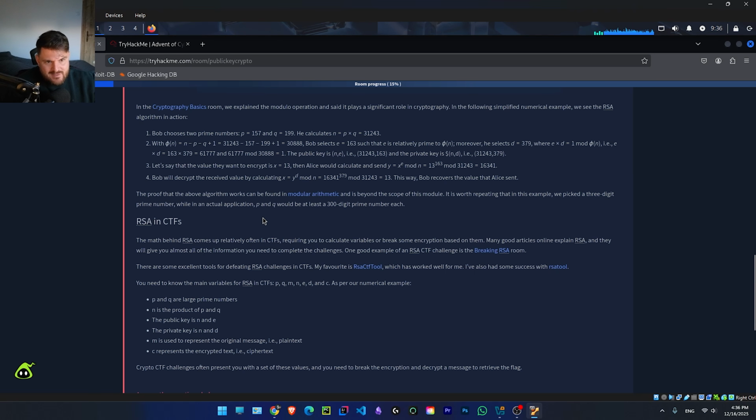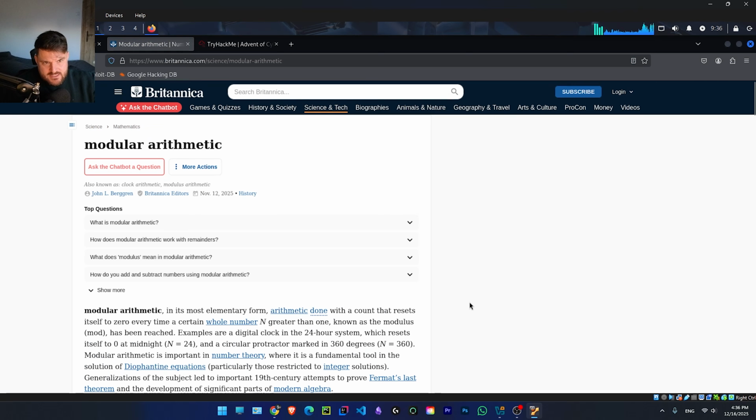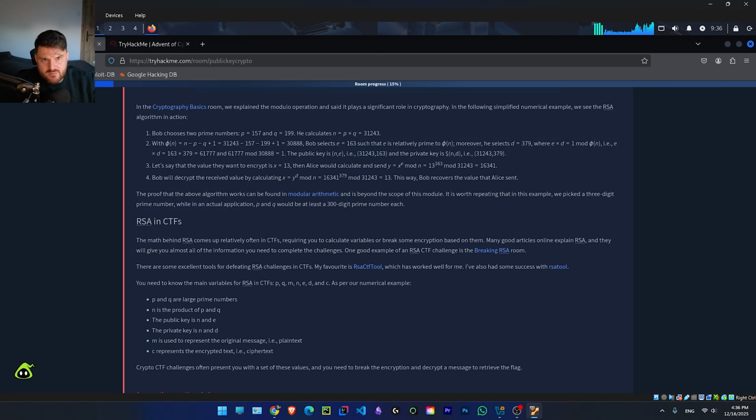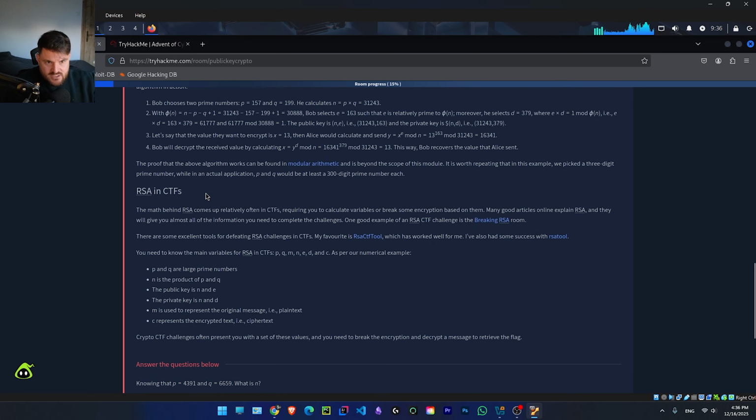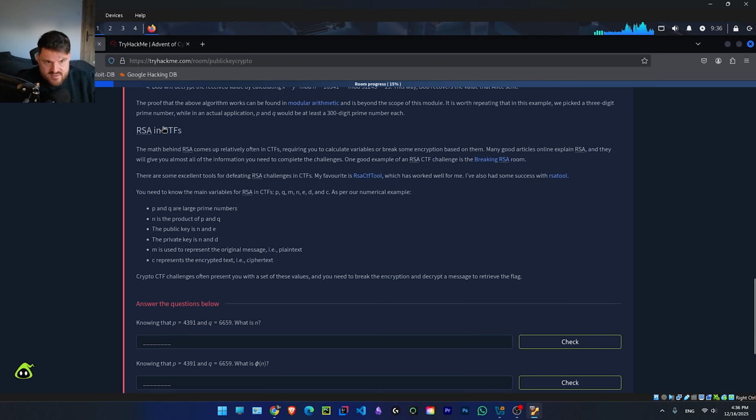The proof that the above algorithm works can be found in modular arithmetic and is beyond the scope of this module. It is worth repeating that in this example we picked 3-digit prime numbers, while in actual applications P and Q would be at least 300-digit prime numbers each. If you want to read more about modular arithmetic, you can check Britannica. RSA in CTFs.